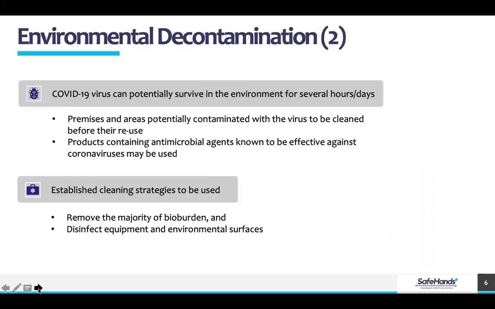The COVID-19 virus can potentially survive in the environment for several hours to days. Premises and areas potentially contaminated with the virus are to be cleaned before their reuse. Products containing antimicrobial agents known to be effective against coronavirus may be used. An established clinical strategy is to be used: remove the majority of bioburden and disinfect the equipment and environmental surfaces.